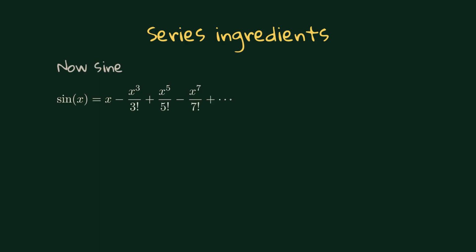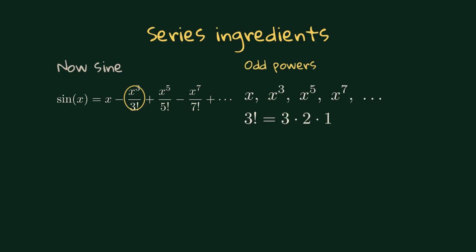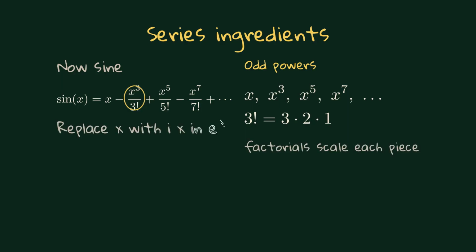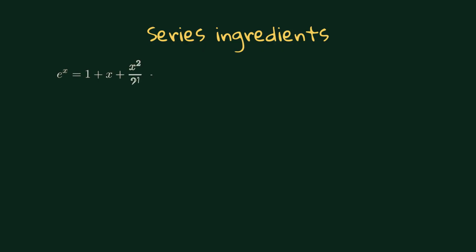Now sine. Sine of x equals x minus x cubed over 3 factorial plus x to the 5th over 5 factorial minus x to the 7th over 7 factorial plus ... Here, x is the angle. The odd powers of x are repeated multiplication of that angle. The factorial terms scale each piece.